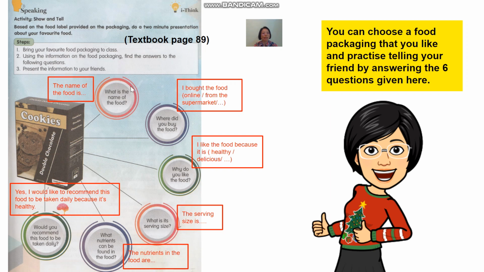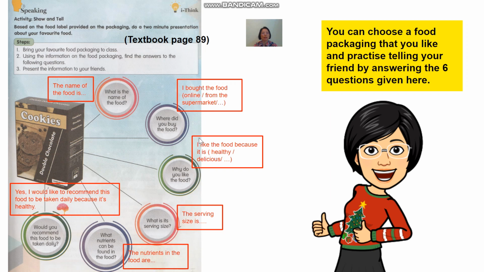Now let's look at the first question here. What is the name of the food? You will answer, the name of the food is, let's say if you look at the food packaging here, the name of the food here is Cookies Double Chocolate. Then the second question is, where did you buy the food? I bought the food online, or maybe you say I bought the food from the supermarket.